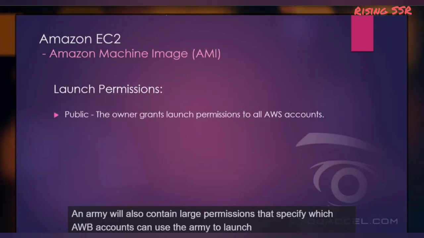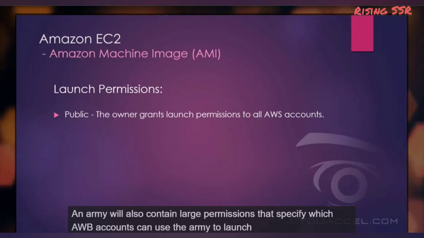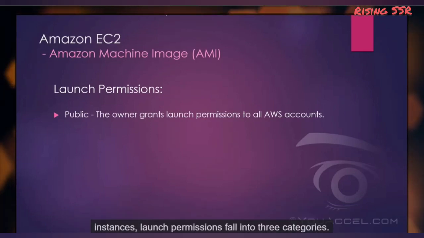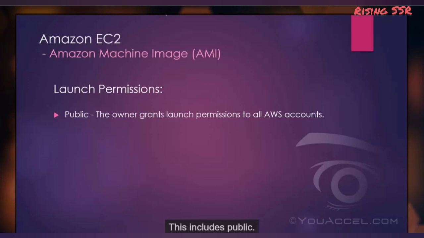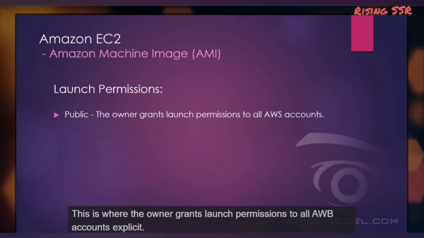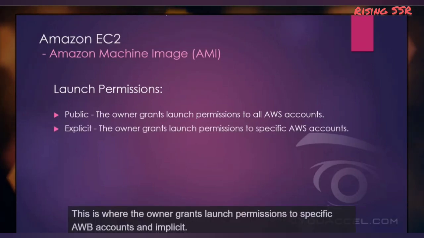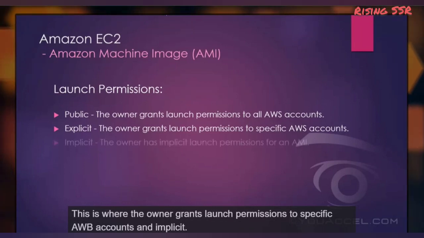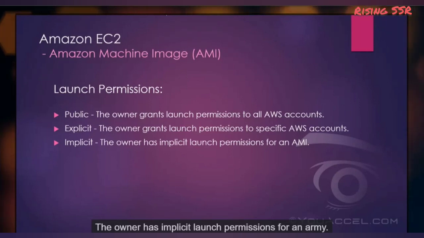An AMI will also contain launch permissions that specify which AWS accounts can use the AMI to launch instances. Launch permissions fall into three categories. This includes public. This is where the owner grants launch permissions to all AWS accounts. Explicit. This is where the owner grants launch permissions to specific AWS accounts. And implicit. The owner has implicit launch permissions for an AMI.